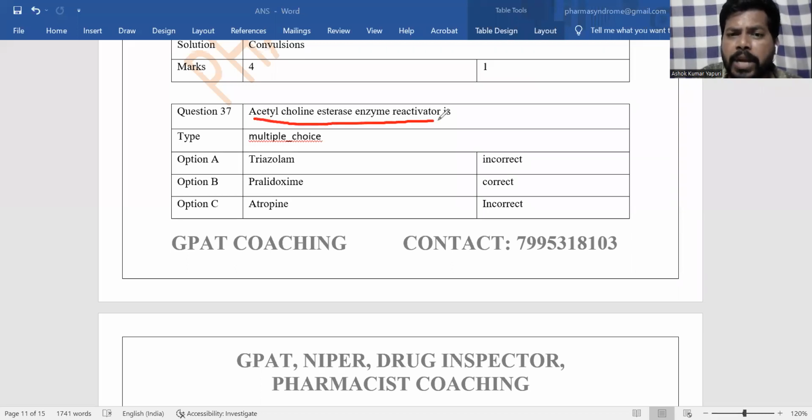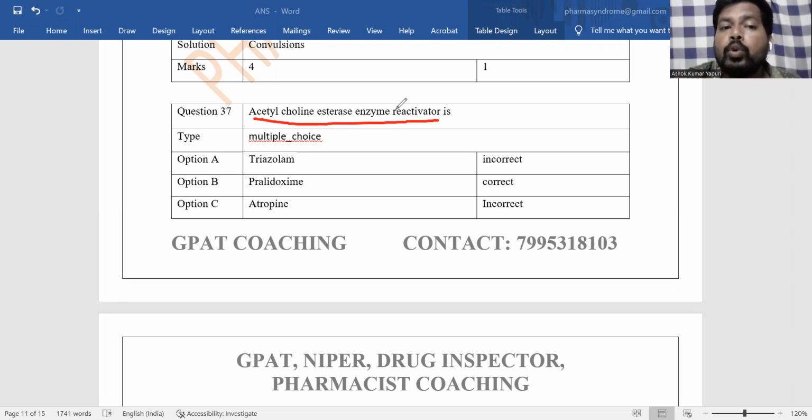Next, acetylcholine esterase enzyme reactivators. Generally, in organophosphorus poisoning there is inactivation of acetylcholine esterase enzyme. Inactivation of the enzyme leads to a severe increase in acetylcholine levels. If acetylcholine levels increase severely, there is increased constriction of the pupil of the eye, increased salivary secretions, increased bronchial muscle contraction, decreased heart rate, and increased gastric movements. All this may lead to harm, damage, or death of the patient.